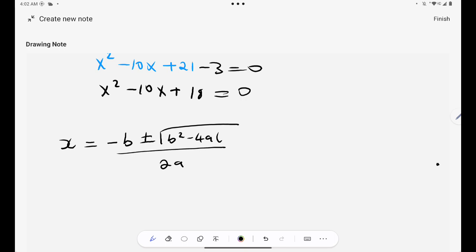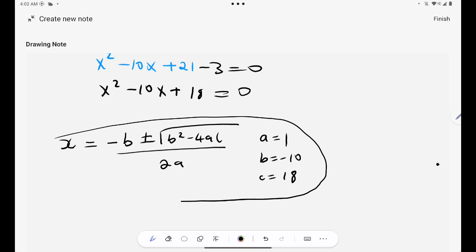Here you are not thinking, you're just substituting. You only need the values of a, b, and c. A is equal to 1, the coefficient of x squared. B is equal to negative 10, the number in front of x, and then c is positive 18. You just need to substitute these values into this formula, and then you'll get your answer. This is how you solve by using the quadratic formula.